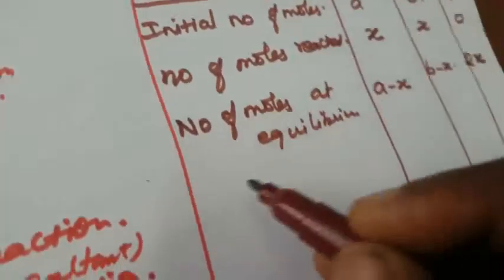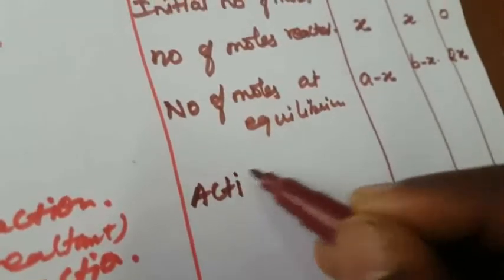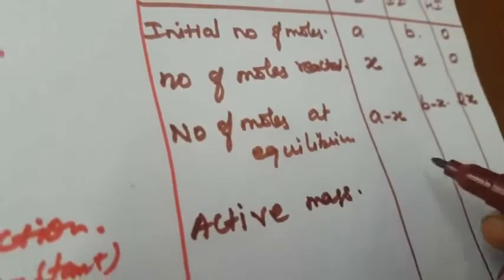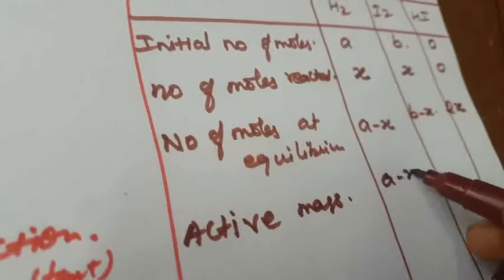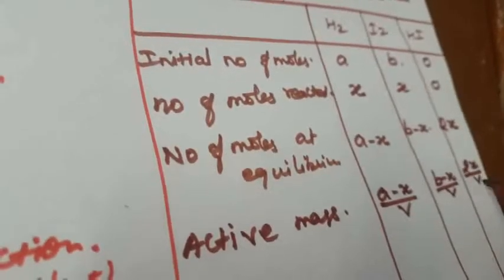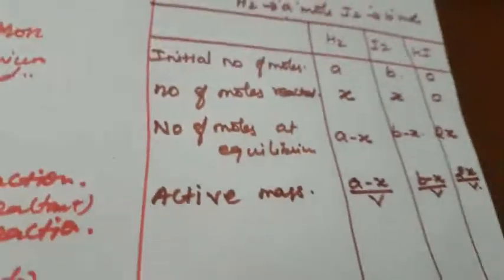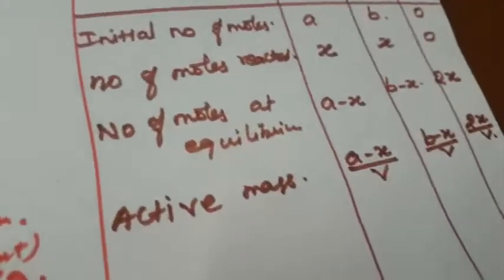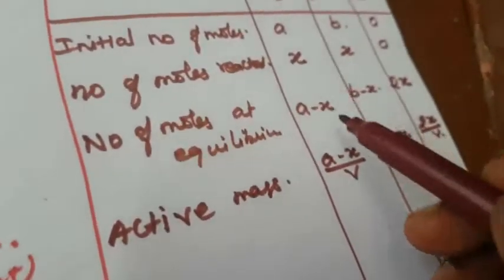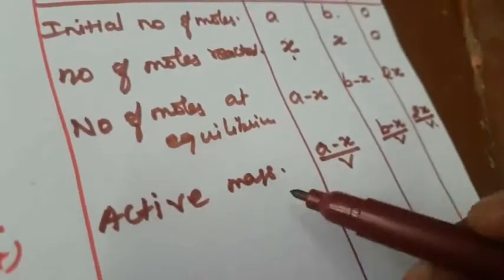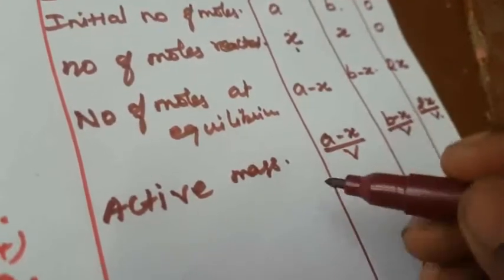Next is active mass. What is meant by active mass? Active mass is equal to number of moles per volume. So this becomes A minus X by V, here also B minus X by V, and 2X by V. So first we prepare the tabular column: initial number of moles, number of moles reacted, number of moles at equilibrium, and active mass or concentration.